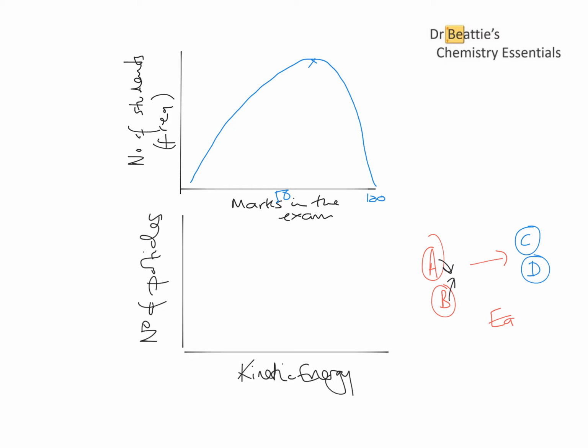So on the x-axis of our graph, we're going to have to designate a certain kinetic energy to be our activation energy. So let's just mark this point here. So any particles that have more energy than this EA, this activation energy, will undergo a successful collision. So any particle in this area of our distribution will change into C and D.